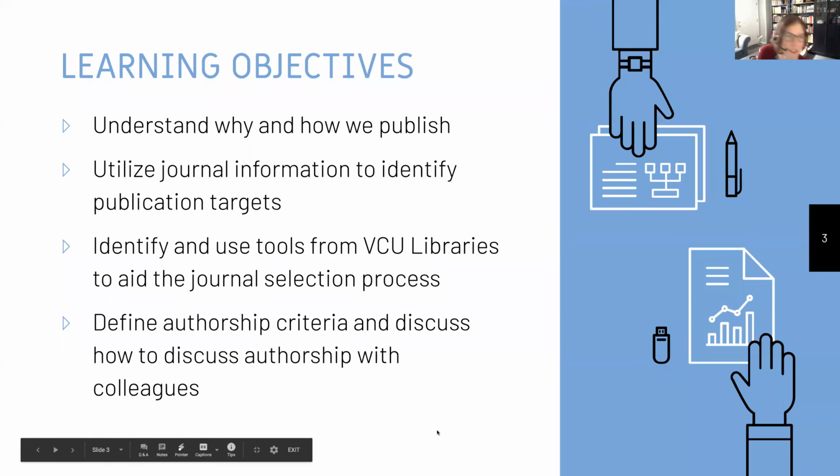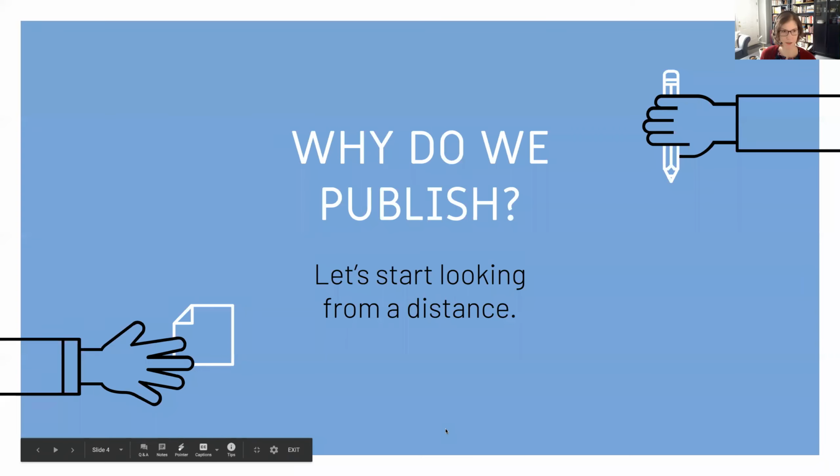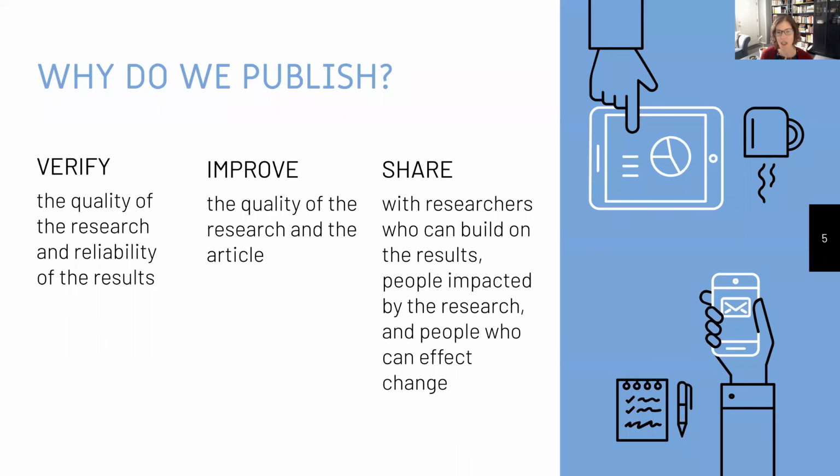So to start things off, we're going to start looking from a distance. Why and how do we publish? Essentially, we publish so researchers can learn from each other and build on each other's work, with the ultimate goal of translating research into real-world impact. And to create that impact and to make sure that it's as positive of an impact as possible, the way the publishing process works is designed to do three main things.